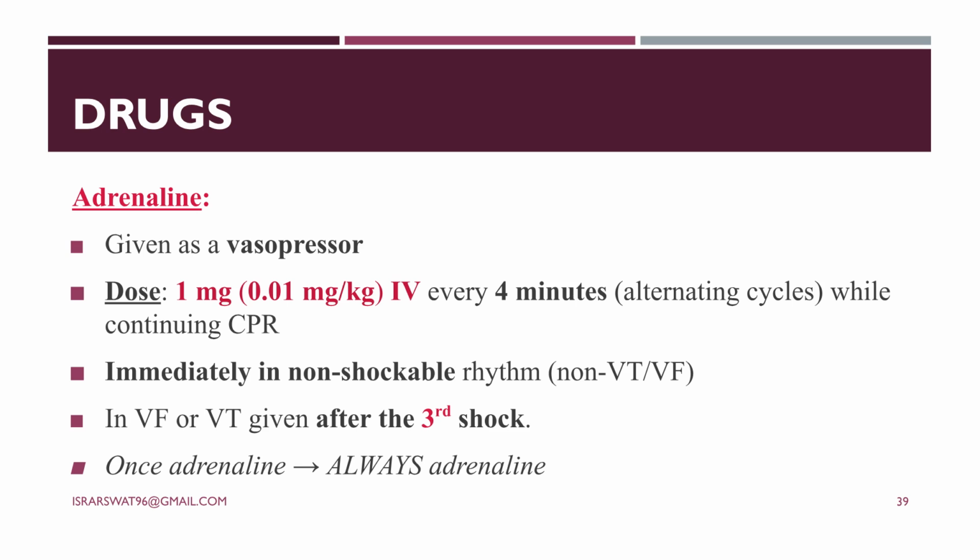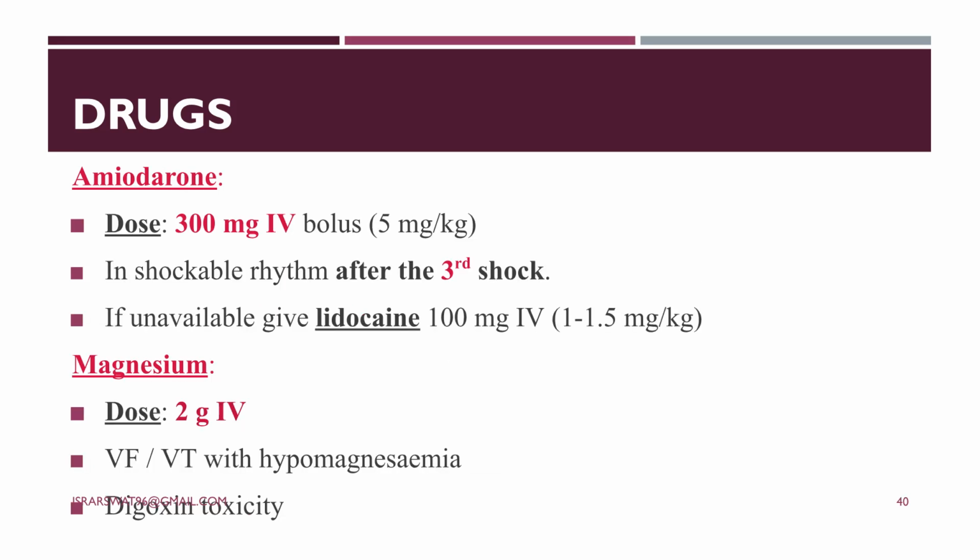Adrenaline is given as a vasopressor, 1 milligram IV every 4 minutes or alternating cycles. It's given immediately for non-shockable rhythms, and after the 3rd shock for VF or VT. Once given, always continue adrenaline.